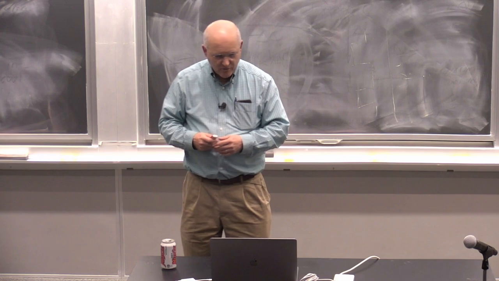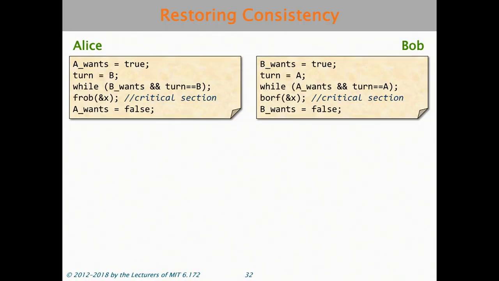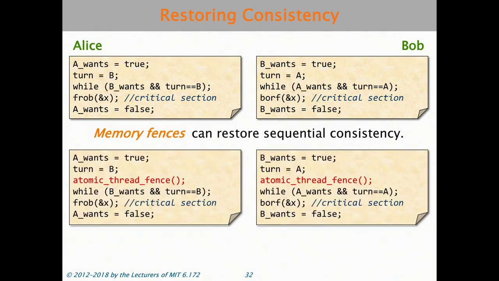Okay, so if we have this code and we want to restore consistency, where might we put a memory fence? Yeah. After setting turn, you mean like that? Yeah. Okay, so that you can't end up reading it, loading it, before it's stored to, okay? And that kind of works, sort of.